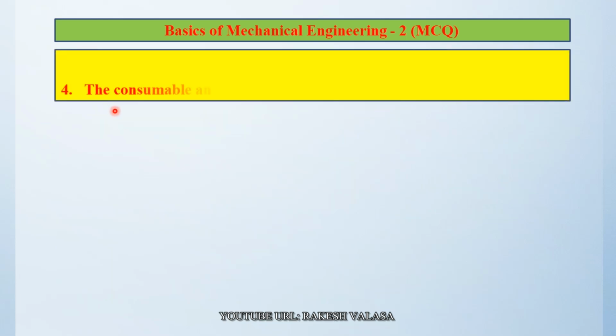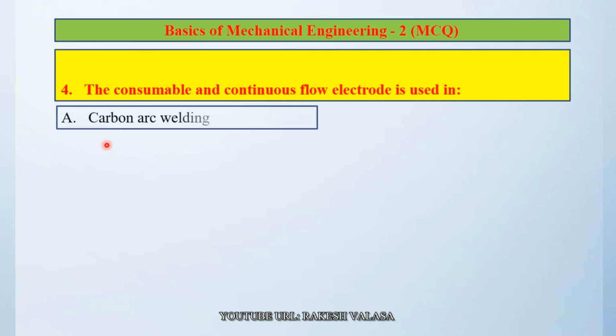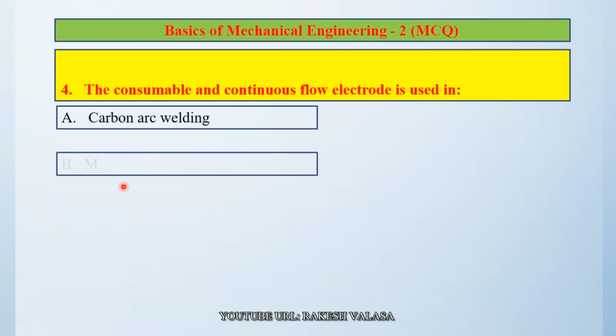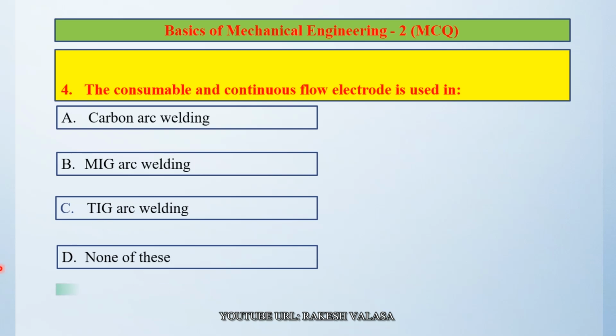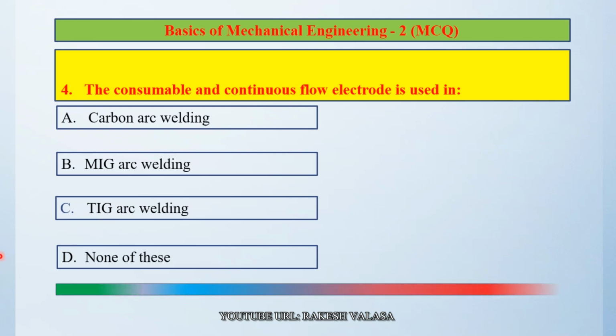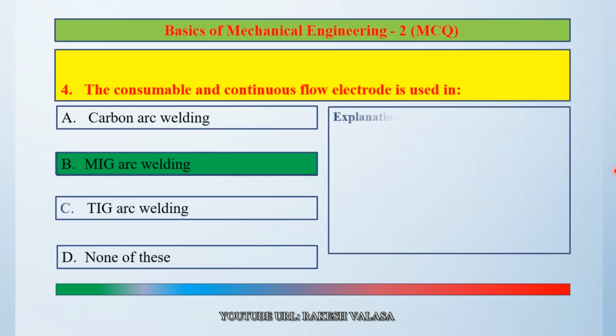Question number 4. The consumable and continuous flow electrode is used in option A, carbon arc welding, option B, MIG arc welding, option C, TIG arc welding, option D, none of these. The correct answer is option B, MIG arc welding. Let us see the explanation.